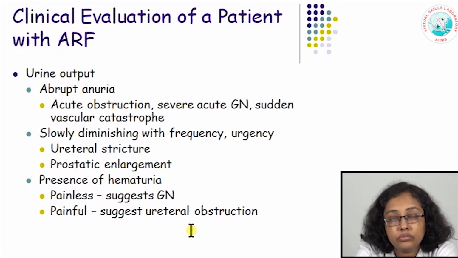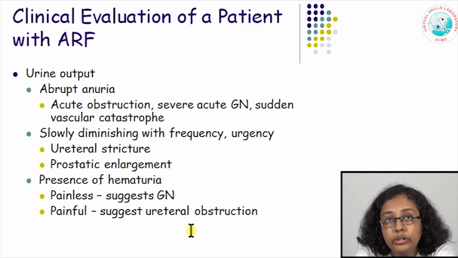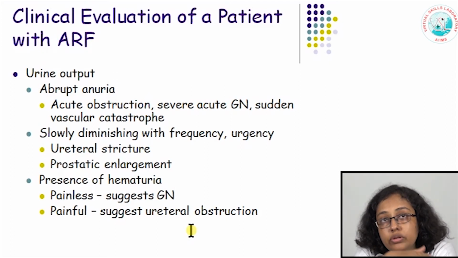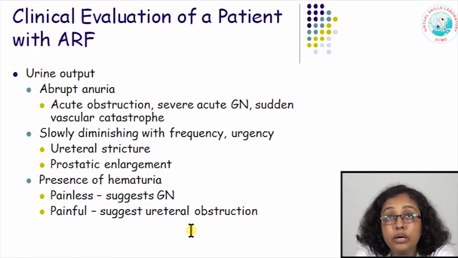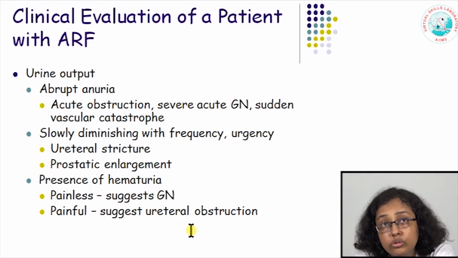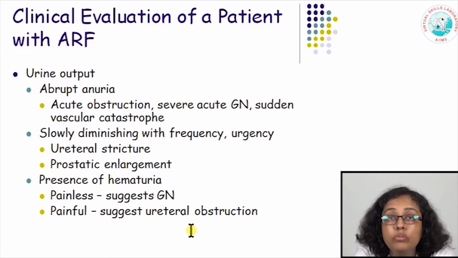Now, once we have looked at the causes and the diagnosis of acute renal failure, we should also remember that the patient's urine output could be suggestive not just of the severity of acute renal failure, but also of the cause. Generally the patient with acute renal failure will be oliguric with a slowly progressive decline in urine output, but sometimes the patient may have abrupt anuria, or complete absence of urine output, less than 100 ml per day, which could be very commonly due to acute bilateral obstructive uropathy, or because of a sudden vascular catastrophe like a bilateral renal vein thrombosis or a renal artery thrombosis.